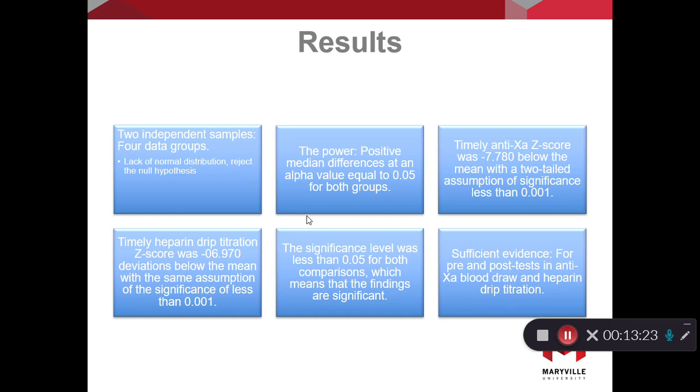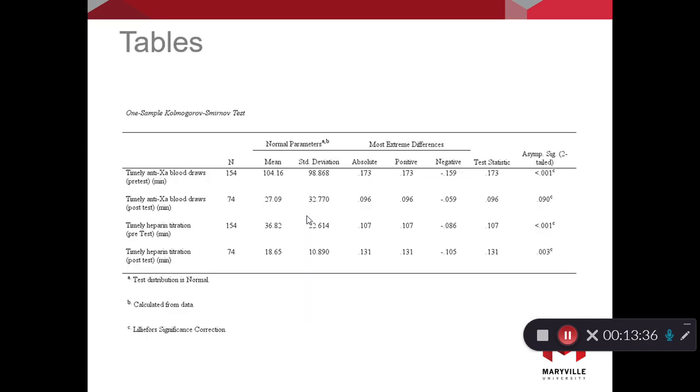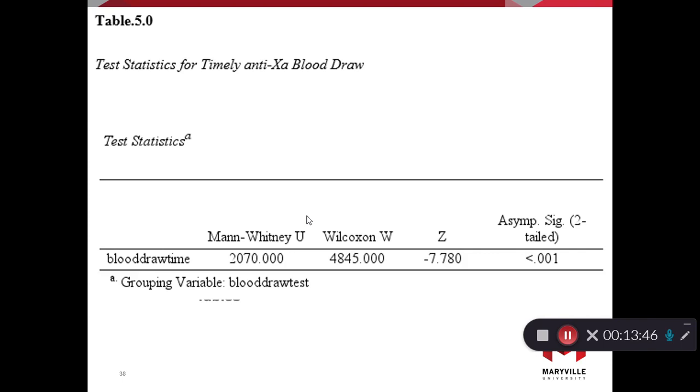The significance for both comparisons was below 0.05, which indicates that the findings were significant and that there was enough evidence that a change did occur in the pre and post implementation. This table here shows the one sample Kolmogorov-Smirnov test that was used for normal distribution. This is the test statistics for timely anti-XA blood draw.